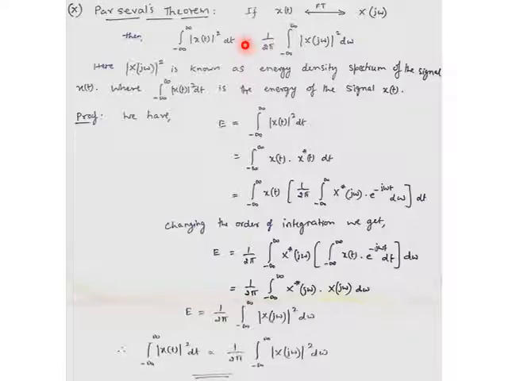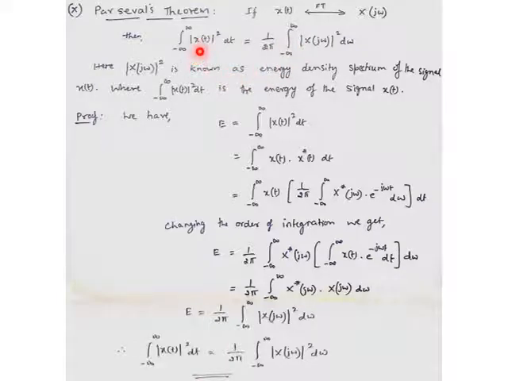If I do the Fourier transform, we will get it in terms of 1 by 2 pi integration from minus infinity to infinity of |X(jω)|² dω. So this is also in energy form in the frequency domain, and this portion |X(jω)|² is known as the energy density spectrum of the signal x(t), where this integral is the energy of the x(t) signal. So the energy of any continuous time signal leads to the energy density spectrum of that particular signal. This is Parseval's theorem, which we need to prove.